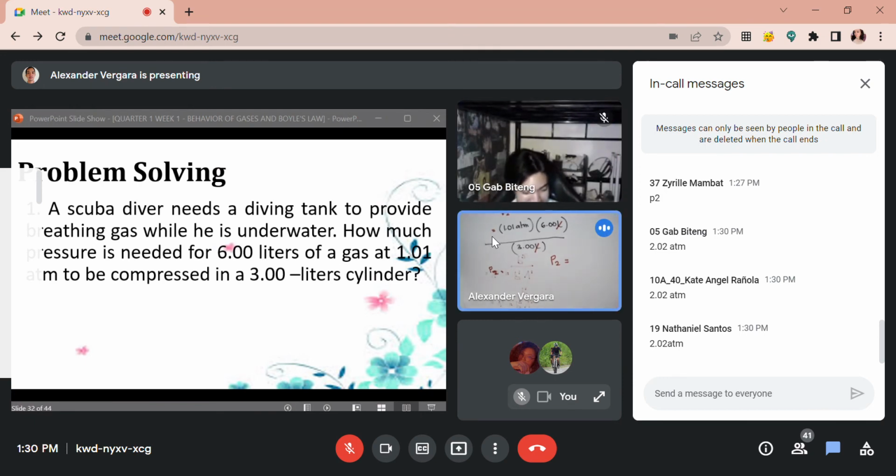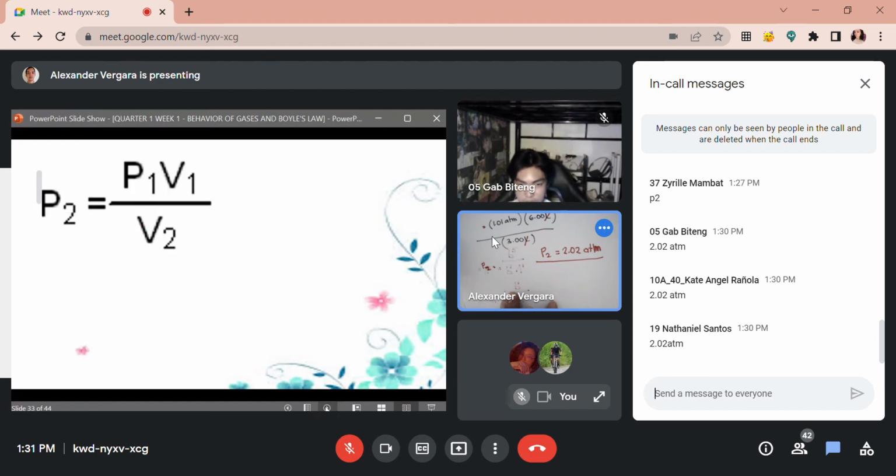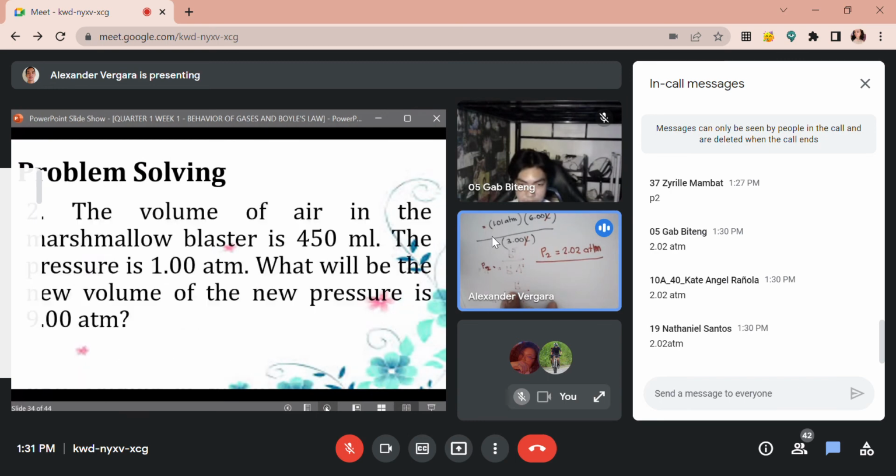We have 2.02 atmosphere. So this will be your answer, 2.02 atmosphere. Anyone who got the answer? 2.02? Okay, very good. At least we're on the same track. So here, the 6.0 liters and the 1.0 are the given. This one is unknown. There is the formula.